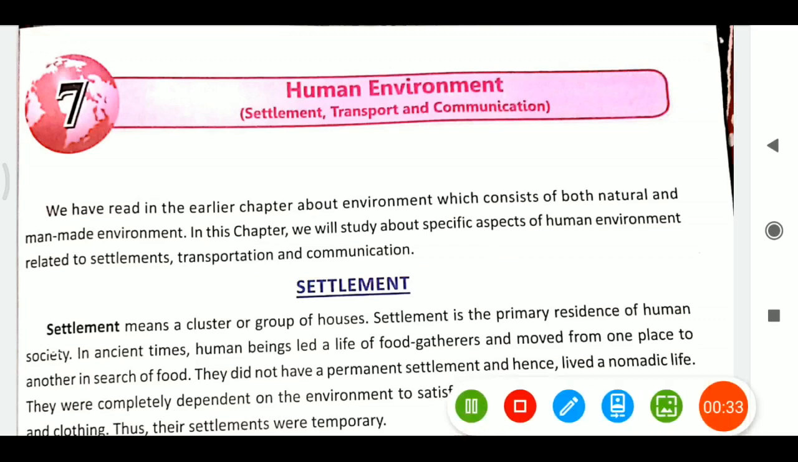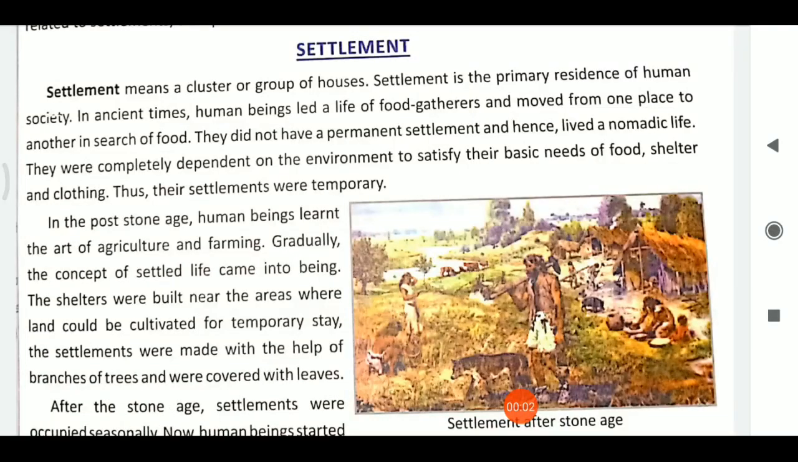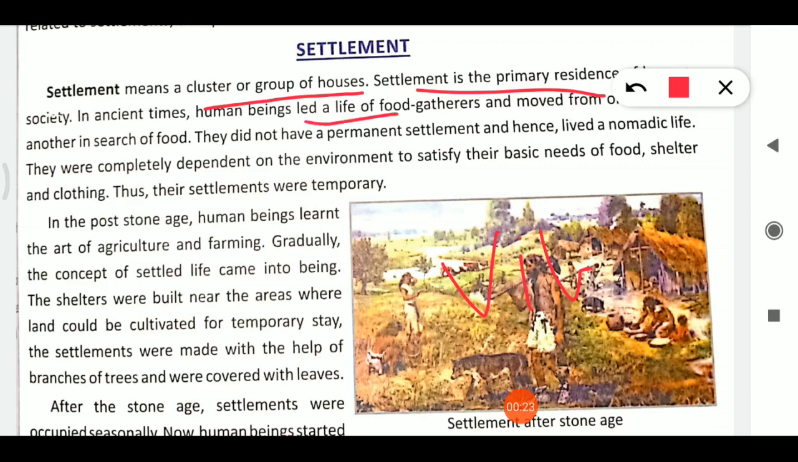Let's start. Now settlement, what is settlement? First question is, settlement is a cluster or group of houses, villas you can say, okay, and settlement is the primary residence of the society. And if we talk about the ancient times, then firstly the human beings led the life of a food gatherer and they moved place to place in search of food. Okay, earlier we know the man was a food hunter and gatherer.